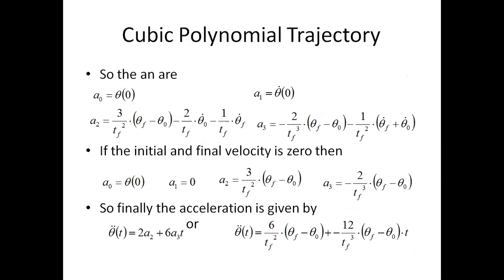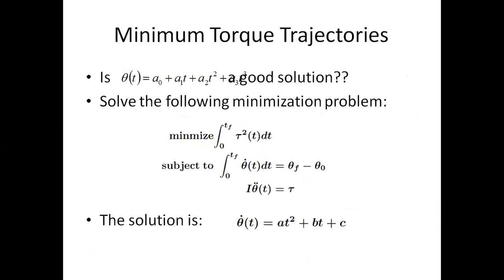So we have to find the two conditions, with the initial and final velocity to be 0, and the value of acceleration. The final expressions we are getting are: a naught is equal to theta naught and a1 is equal to 0. The value of a2 is equal to 3 by tf squared of (theta f minus theta naught) and a3 is equal to minus 2 by tf cubed of (theta f minus theta naught). For acceleration, we differentiate once more, twice in total, and we get the value in terms of theta.